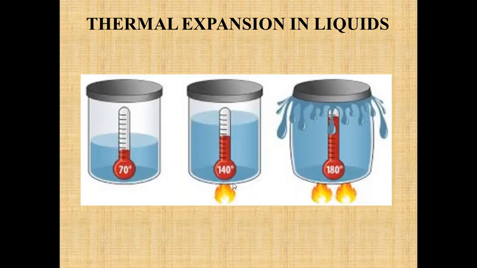So here you can see a liquid has been placed. Now when the temperature is 70 degrees, that is its initial position. Now when the temperature is increased, what happens? Its level is rising. You can see from here to here, the level has risen. Why? Due to the expansion of the liquid.